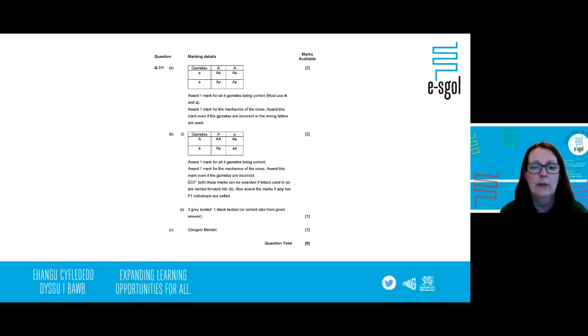And this is the mark scheme, so you've got that should you wish to refer to it, but you can clearly see, so let me put the highlighter back on again, that the gametes are here, you've got the mark for the gametes being correct, you do get a mark for the mechanics of the cross, but you've got to make sure that you use the letter A when you complete this question. Similarly, for the next part, you are still following through and using that letter A to enable you to complete that particular part. And then again, 3:1, and Gregor Mendel. You don't have to put the full name in this case. So that's six quite straightforward marks that you could get from answering that question.